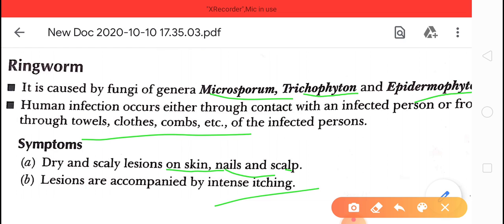So to prevent ringworm, we have to take care of personal hygiene. We should not use the towels of any other person, or clothes and comb also. First of all we have to maintain our personal hygiene, and after that we should try to maintain public hygiene also. When we maintain personal hygiene and public hygiene, then we can easily prevent ringworm.